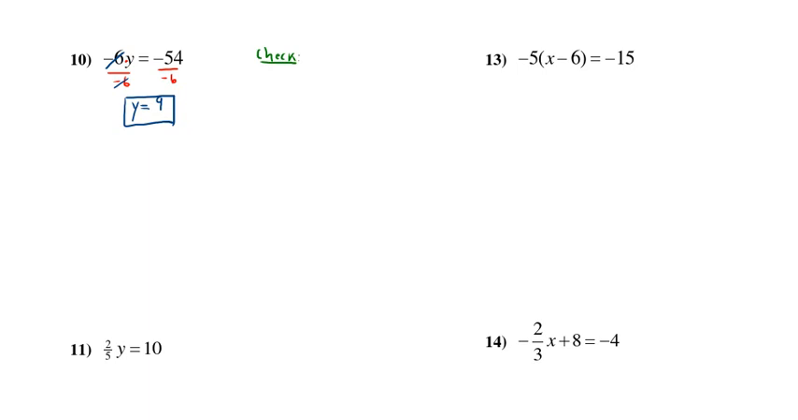In number 13, we have a parenthesis, which means that we have to multiply the -5 by everything that is inside the parenthesis, and we do that using the distributive property.